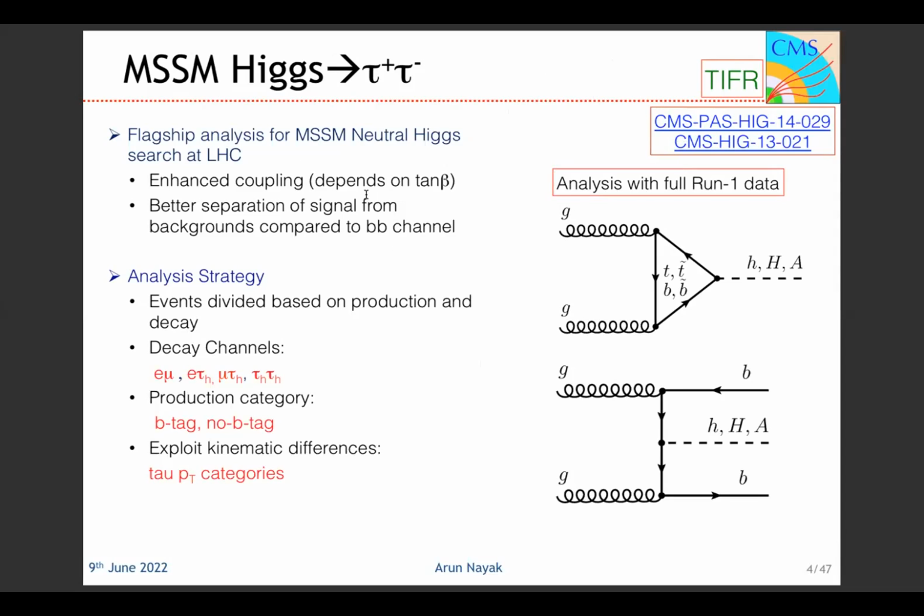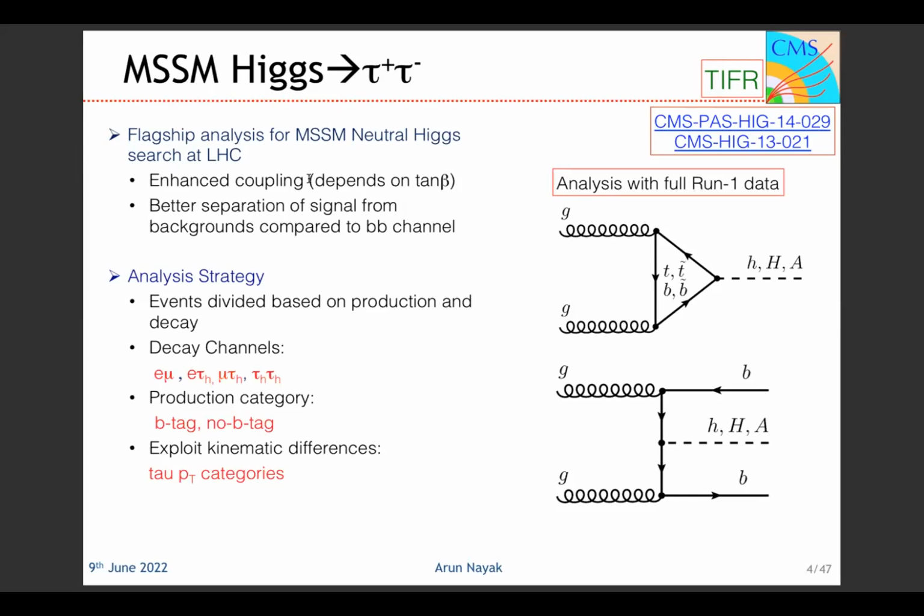So this is actually the flagship analysis for searching MSSM neutral Higgs bosons at the LHC. As you know, the MSSM Higgs production cross section is proportional to tan beta, which is the ratio of the vacuum expectation values of the two Higgs doublets. So it has enhanced coupling to tau if tan beta is large, and also enhanced coupling to b.